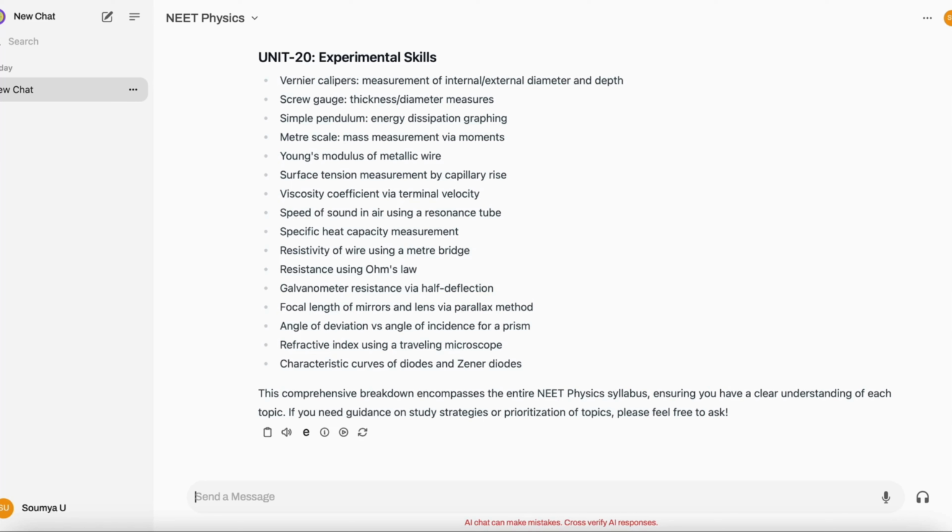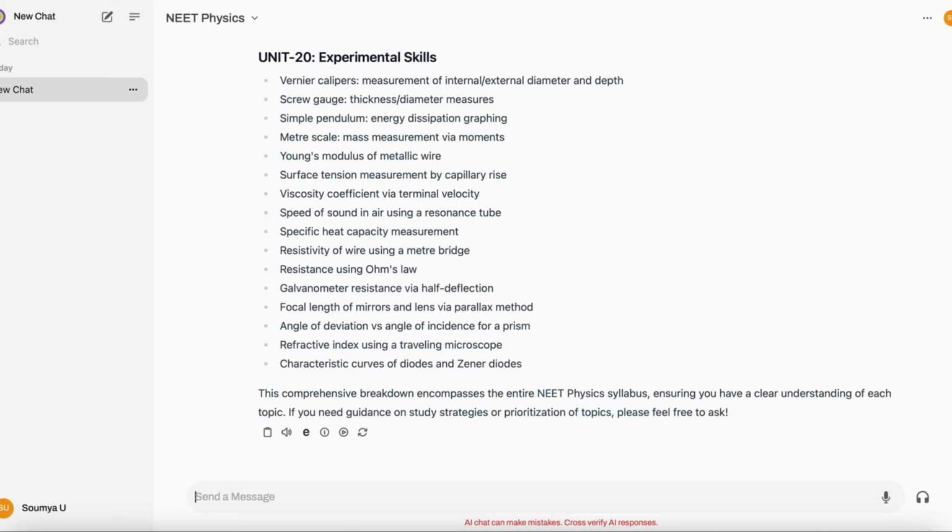using a meter bridge, resistance using Ohm's law, galvanometer resistance via half deflection, focal length of mirrors and lens via parallax method, angle of deviation versus angle of incidence for a prism, refractive index using a traveling microscope, characteristic curves of diodes and Zener diodes.